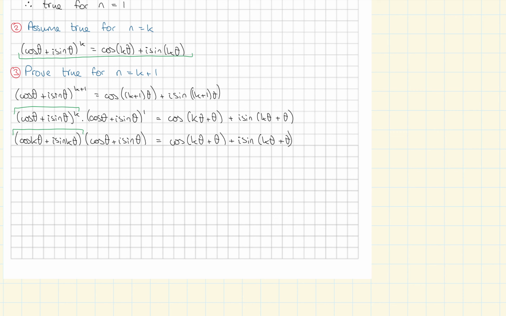Okay, and now brackets mean multiply, so I'll have cos k theta by cos theta plus i sine k theta cos theta plus cos k theta i sine theta, and then plus i sine k theta i sine theta equals the right hand side.